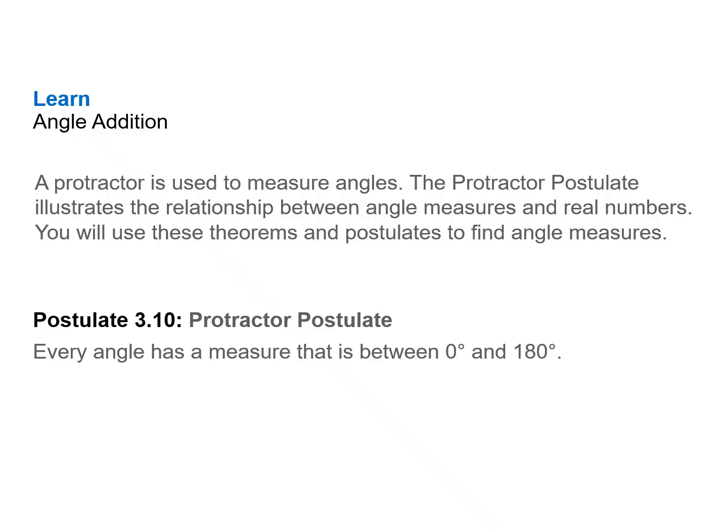A protractor is used to measure angles. The protractor postulate illustrates the relationship between angle measures and real numbers. You will use these theorems and postulates to find angle measures. The protractor postulate says that every angle has a measure that is between 0 degrees and 180 degrees.